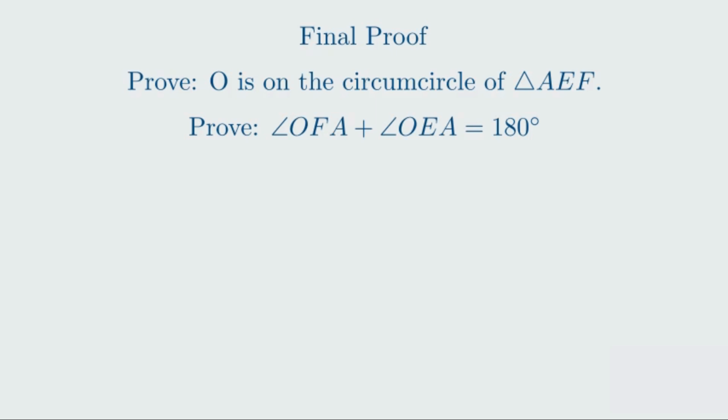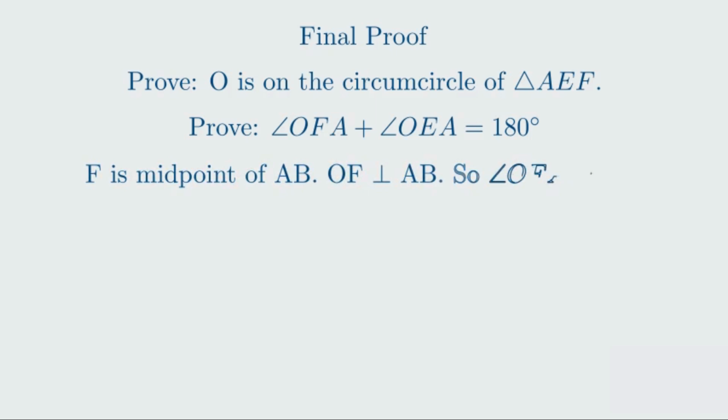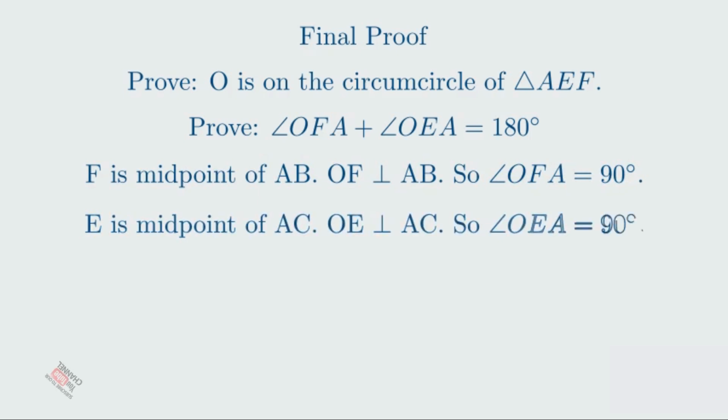Since O is the circumcenter of ABC, the segment OF is the perpendicular bisector of the side AB. Because F is the midpoint of AB and OF connects to the circumcenter, OF must be perpendicular to AB. This means angle OFA is a right angle, or 90 degrees. By the same reasoning, since E is the midpoint of AC, the segment OE is the perpendicular bisector of AC. Therefore, OE is perpendicular to AC. Similarly, angle OEA is also a right angle, or 90 degrees.